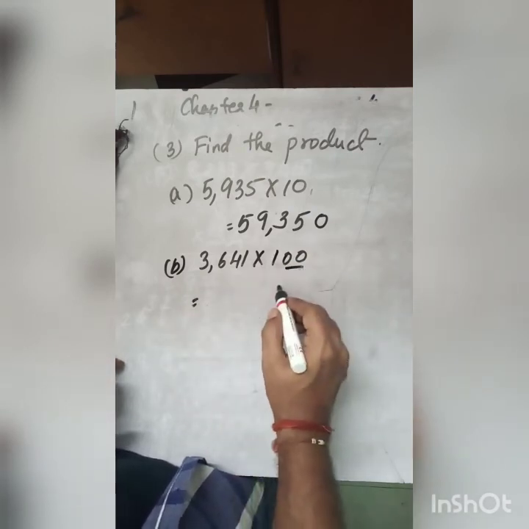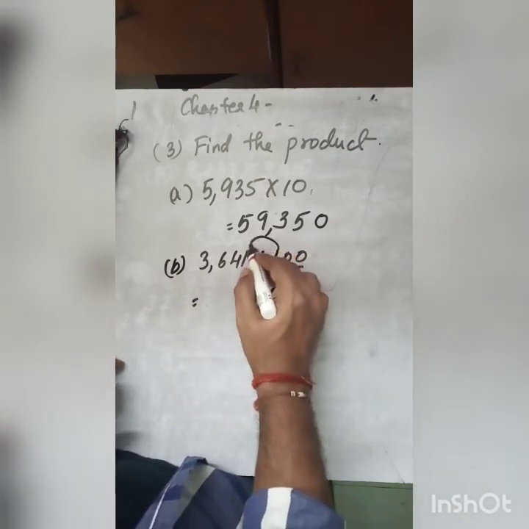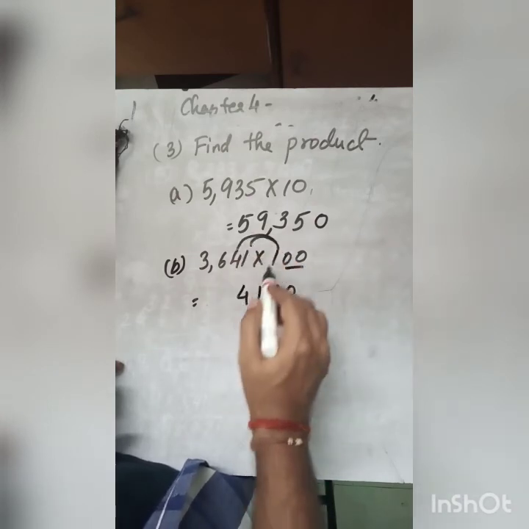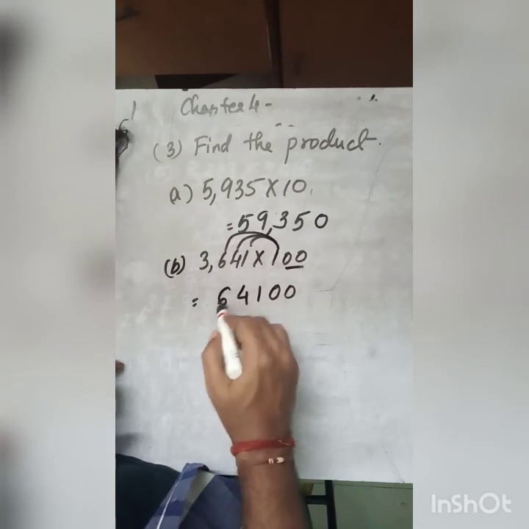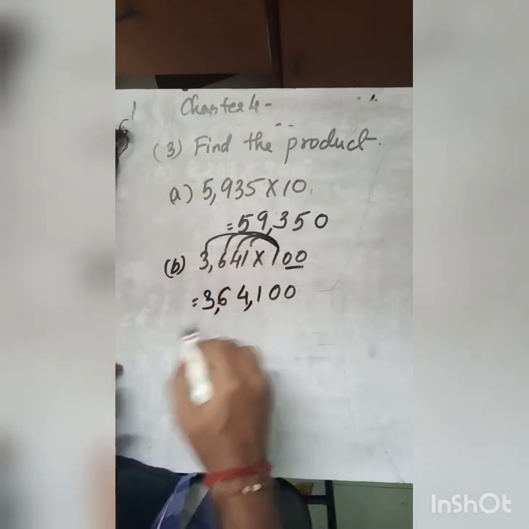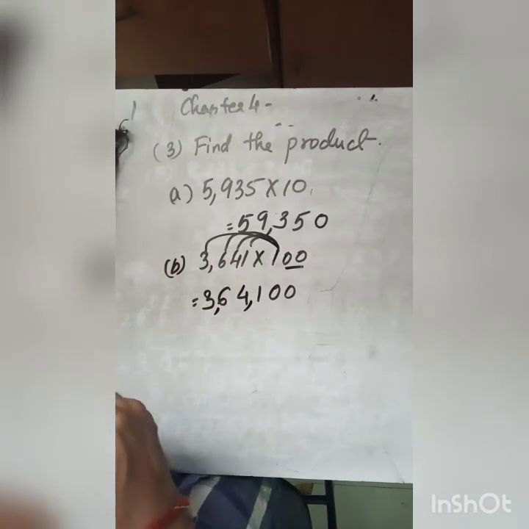If you take question number b, that's 3,641 into 100. How many zeros? So I'll put 2 zeros. Then 1 multiplied by 1 is 1. 1 multiplied by 4 is 4. 1 multiplied by 6 is 6. 1 multiplied by 3 is 3. So the answer is 3,64,100.